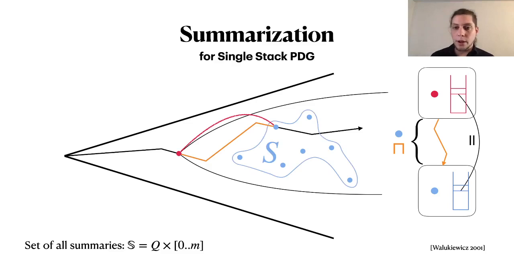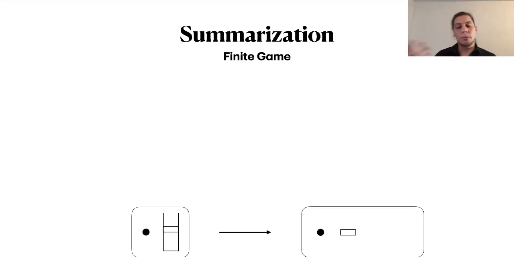So let's have a look at the finite game that results from these ideas. What we wanted to do is remove the stack, store only the top of stack symbol at all times, and store some additional information, and we need to identify what this is. In the meantime, we want to simulate the original pushdown game with a finite game.